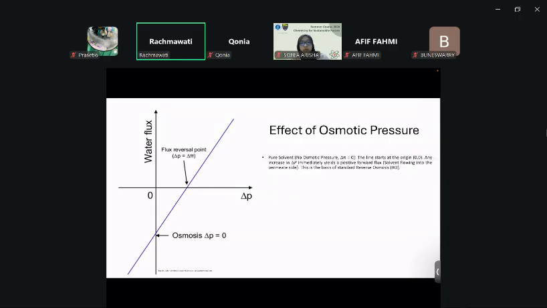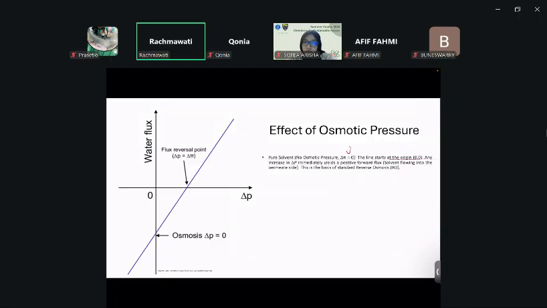Now, suppose you have a pure solvent, like pure water, and you are asked, what is the osmotic pressure of pure water? Then you should answer confidently that it's 0. You don't have any solute there, so how would you have osmotic pressure? In that case, the osmotic pressure is 0. And then the line will start at the origin, 0,0.